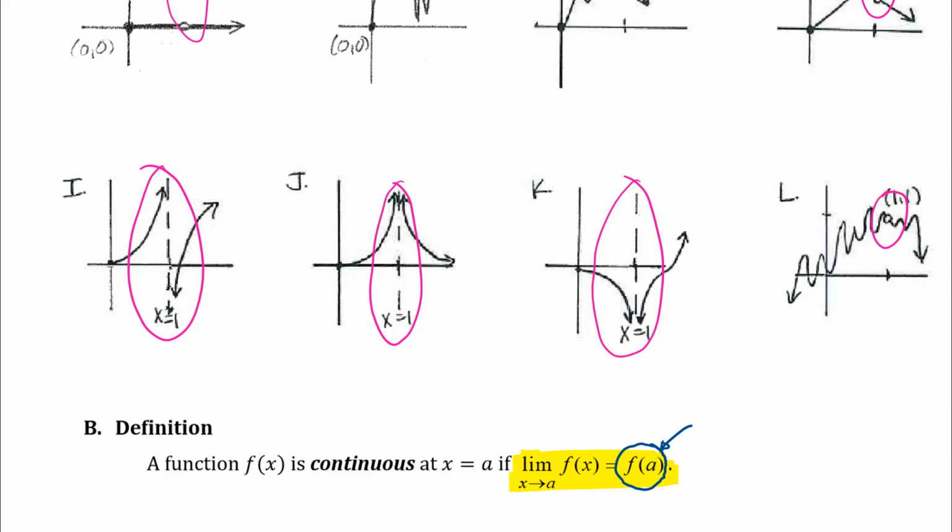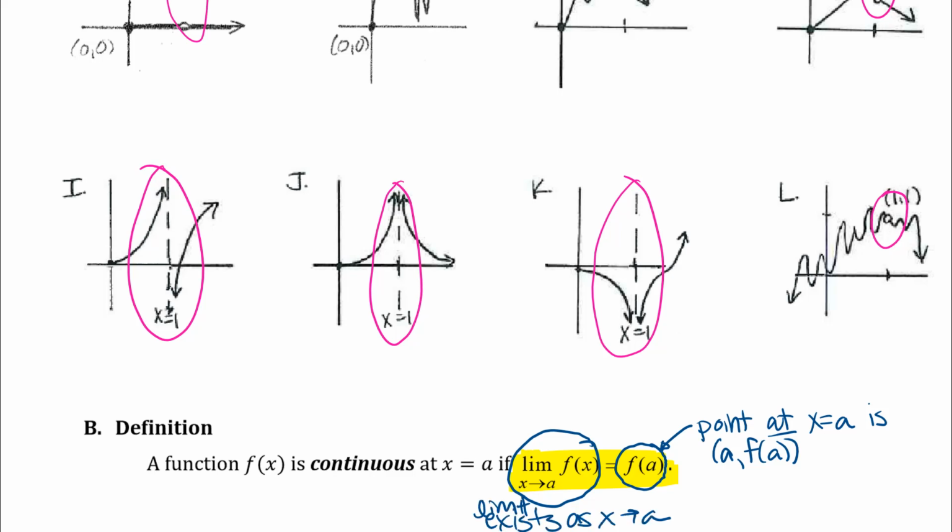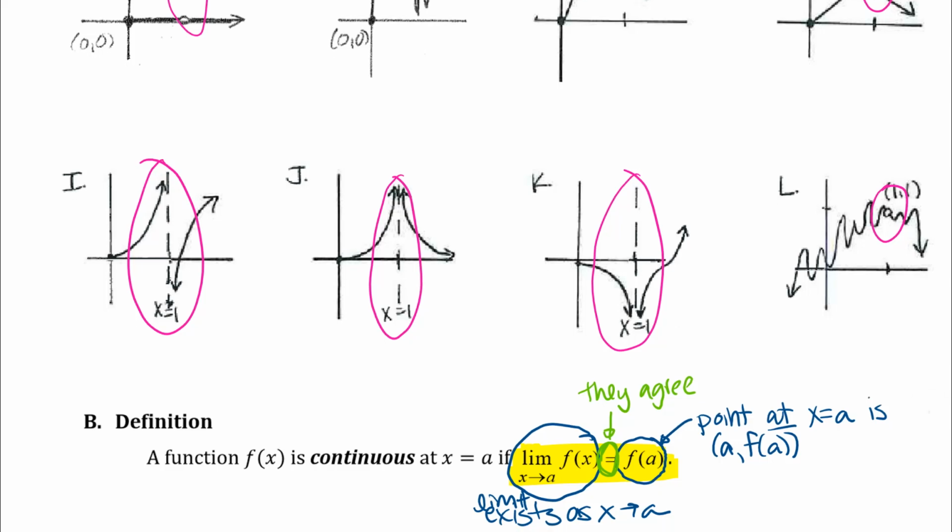So I noticed that there's actually a point or an output of the function at x equals a. And then the other side of the equals here is about what's happening when x is close to a. So that limit exists. And then the other key part of this is what's happening in the middle, that those things have to match up. So they agree or they are equal. So the point at x equals a is the same as the limit as you approach x equals a from both sides.